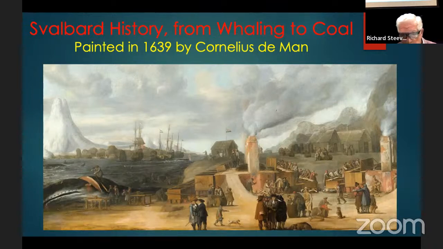So here you see people in the foreground talking with one another, some of the big guys with the money, about how many whales they were going to catch, and you can see their ships here in the distance. I think it's a fascinating thing because it's just the way you wouldn't think of Spitsbergen or Svalbard today.